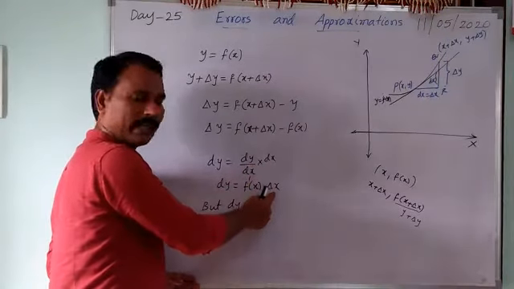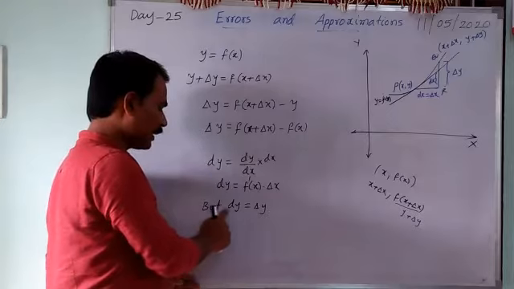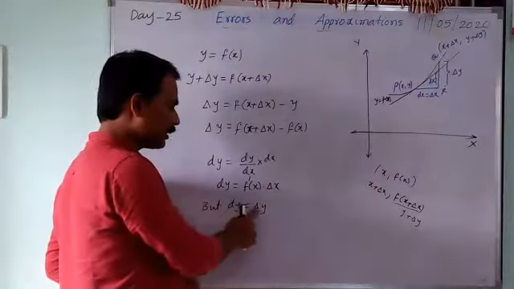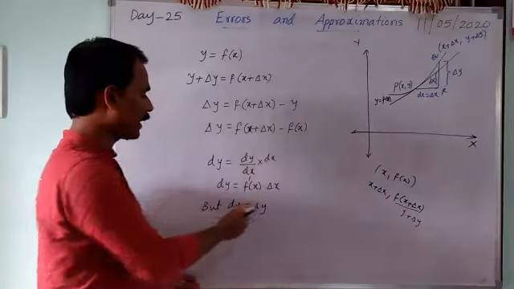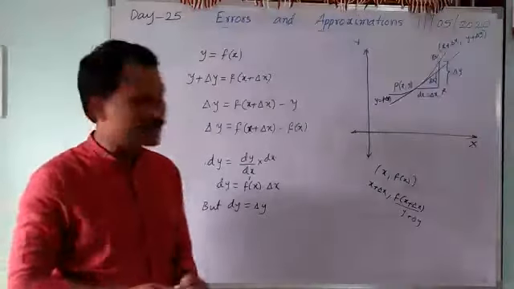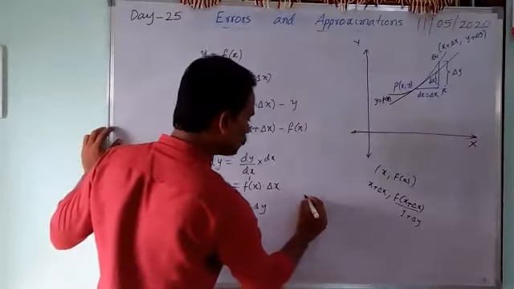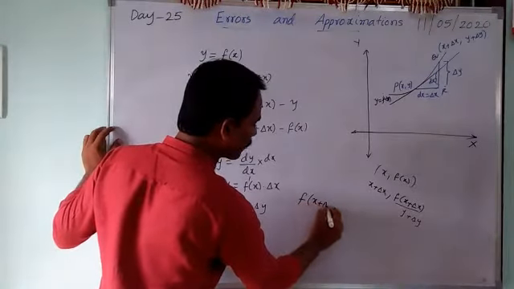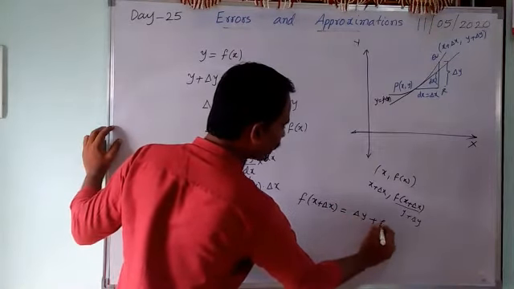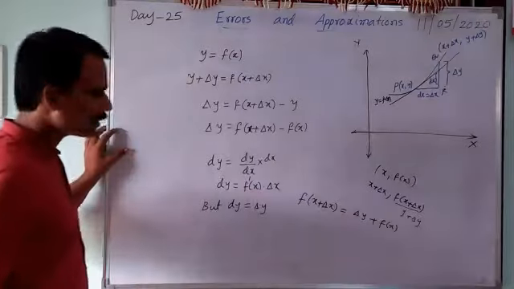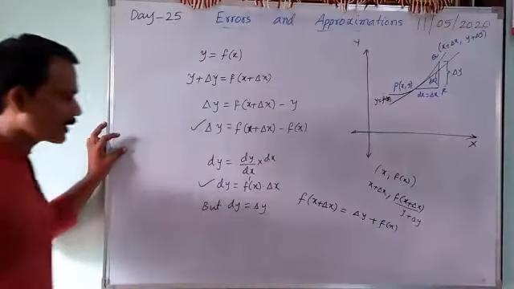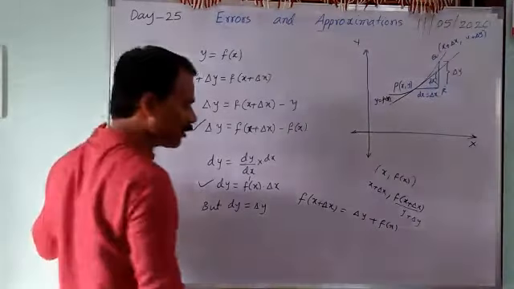And dx is nothing but delta x. So dy is nothing but delta y, so instead of delta y we can calculate this dy. Finally, we are going to find f of x plus delta x is equal to delta y plus f of x. By understanding these two elements, this is what we are going to solve, guys.